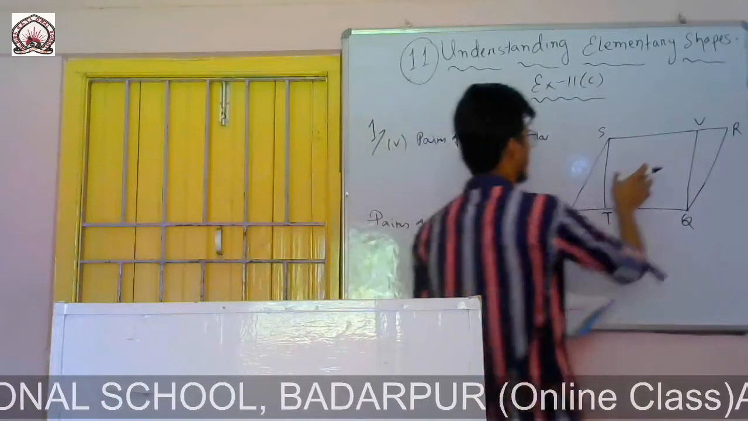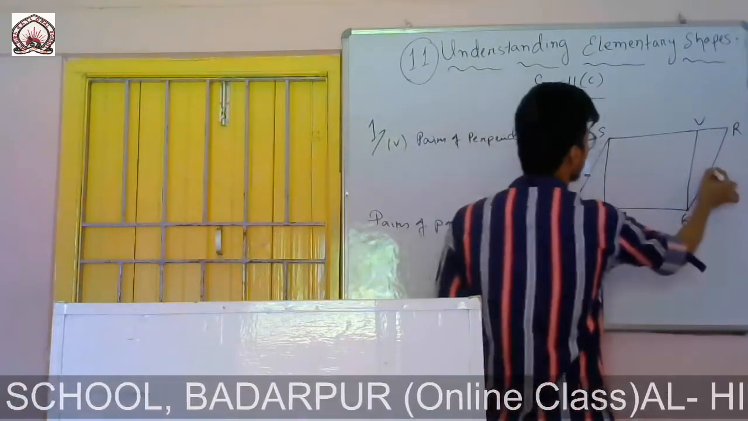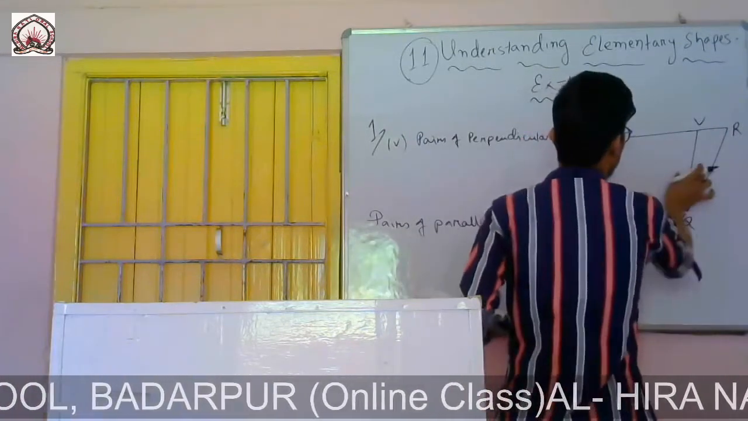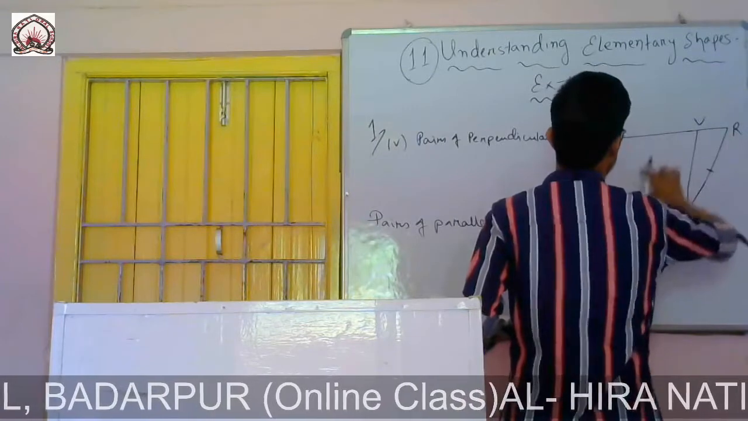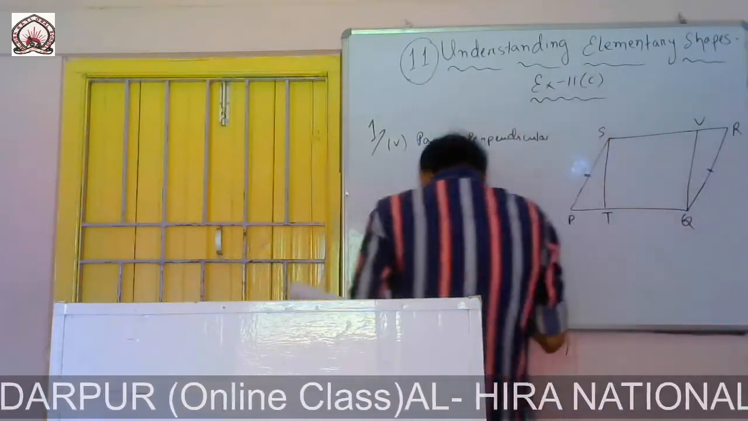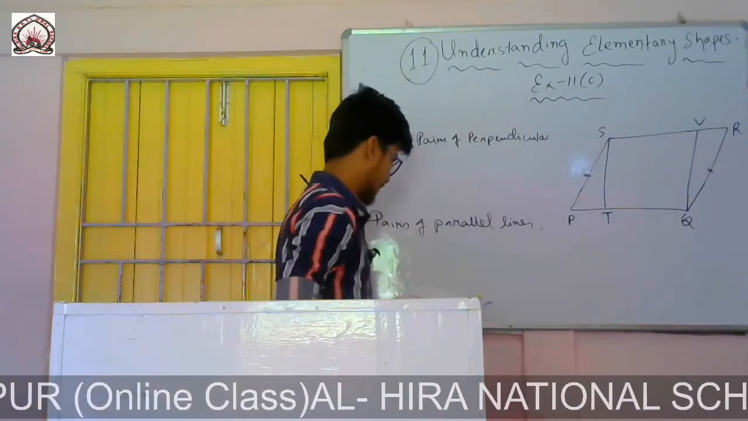So you see there are so many parallel lines. This side is parallel to this one. This side is parallel to that one. This side is also parallel to this side. So there are three pairs of parallel lines.